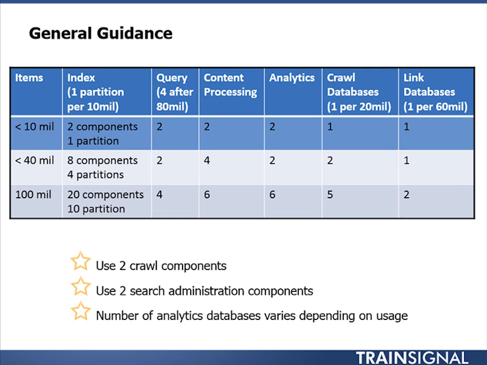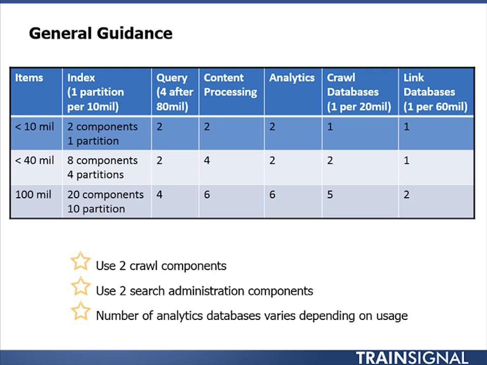What you're going to notice is that if we're talking about less than 10 million items, as far as our index component, we want 2 components and 1 partition. The reason that we want 2 components is really just for fault tolerance, so that if one goes down, the other can take over. As far as our query component, basically 2 will do us just fine up until we hit 80 million. More than 80 million, then we're going to want 4. So for less than 10 million, 1 will do us just fine.